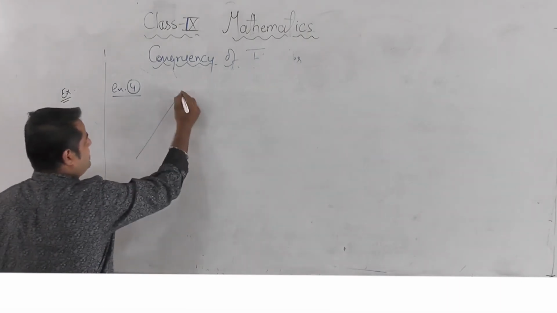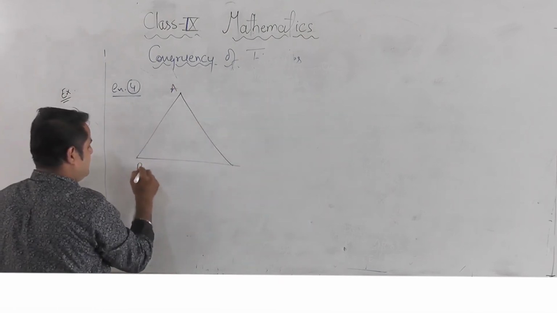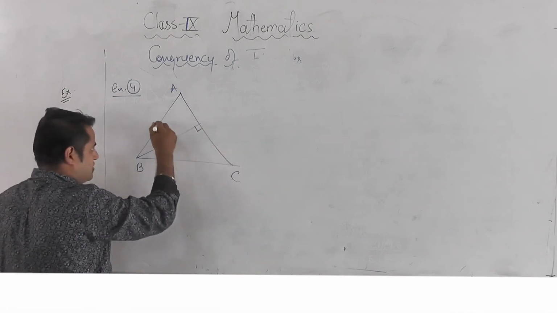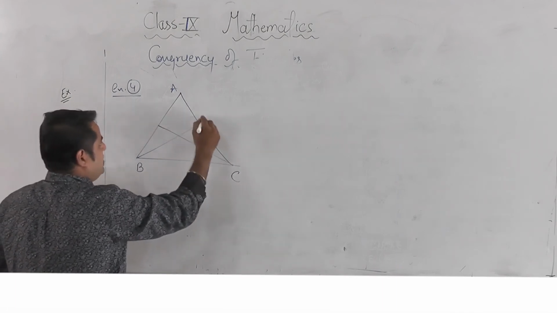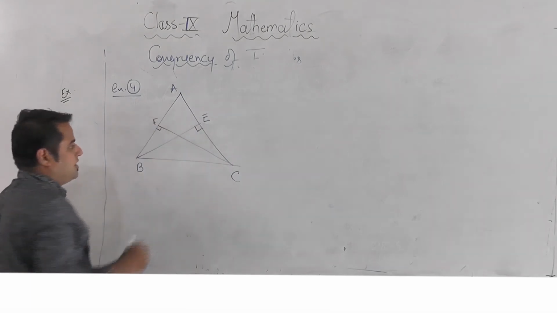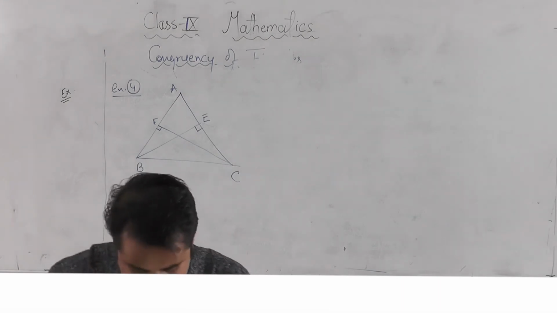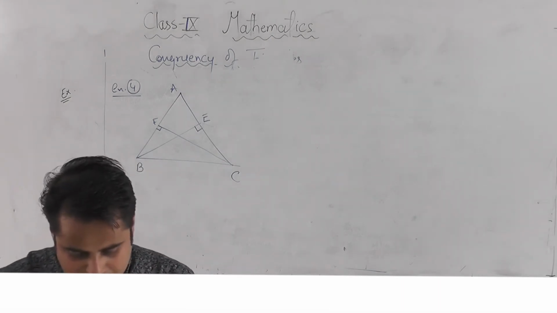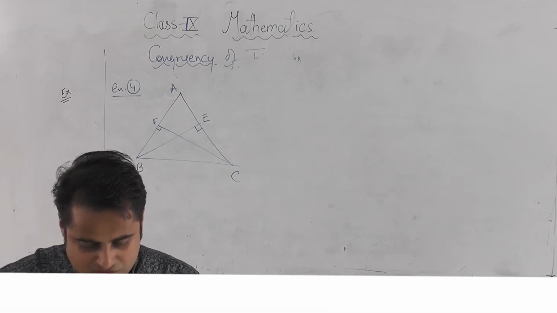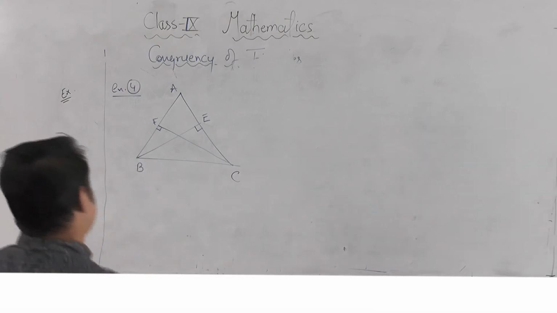In triangle ABC, BE and CF are two altitudes. Okay, these are two altitudes. Now what is it saying in the question? It is saying that BE and CF are two altitudes on the triangle ABC. Using the RHS rule, prove that the triangle ABC is isosceles. We need to prove that the triangle is isosceles.